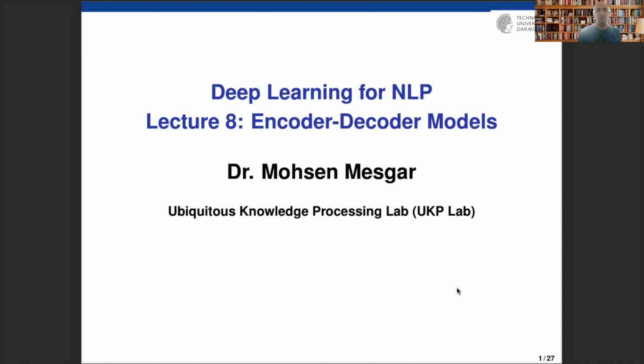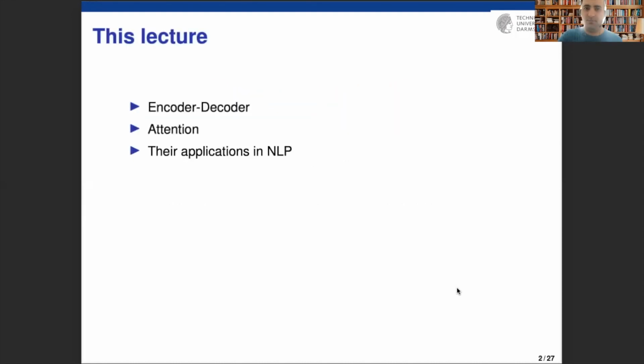Hello, everyone. Welcome to lecture 8 of the Deep Learning for NLP course. Today, we discuss encoder-decoder models. Specifically, in this lecture, I explain encoder and decoder architecture, and then we talk about the attention mechanism. As usual, at the end, we discuss applications of such an architecture and the attention mechanisms in NLP.